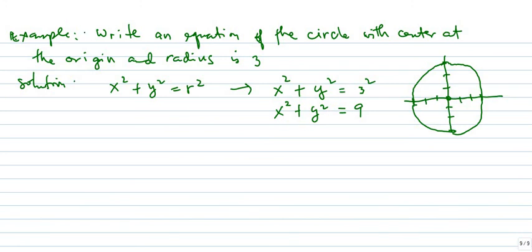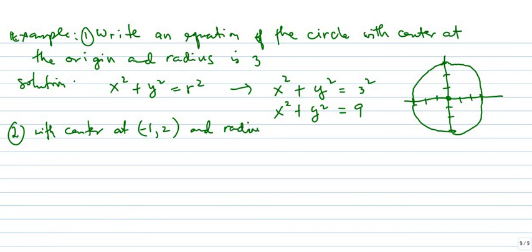So this is example number 1. If we have another example, let's say write an equation of the circle with center at (-1, 2) and radius is 5.